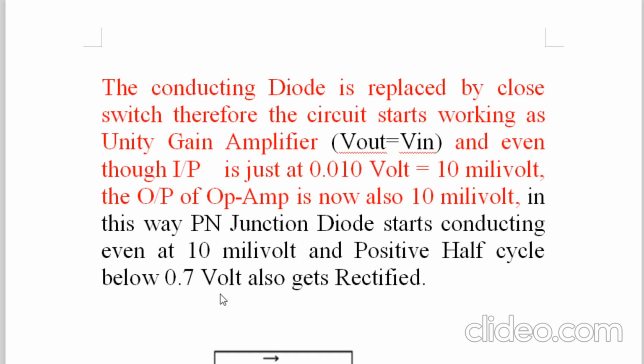The output of the op amp immediately goes to HVL and pushes the PN junction diode to conduct, or forces the PN junction diode to conduct. As soon as the PN junction diode conducts, it behaves as a closed switch, and the entire circuit starts working as a unity gain amplifier. And therefore you say that the PN junction diode starts conducting even at 10 millivolt, because this PN junction diode is followed by an op amp. A normal PN junction diode, if you take it, will not conduct.